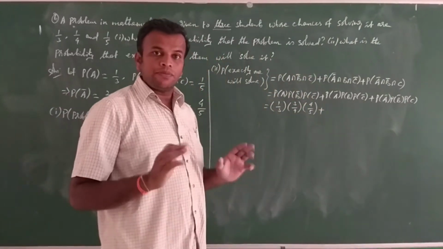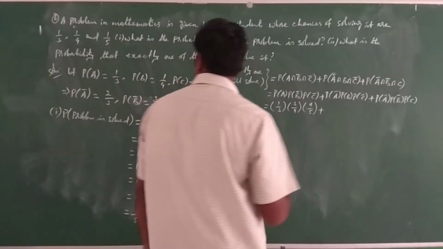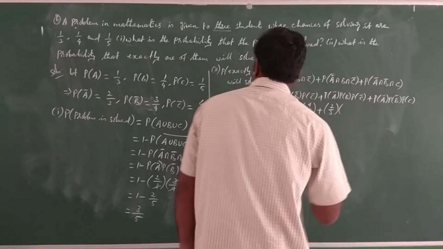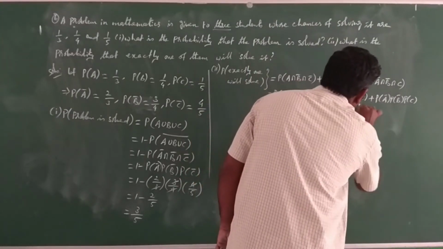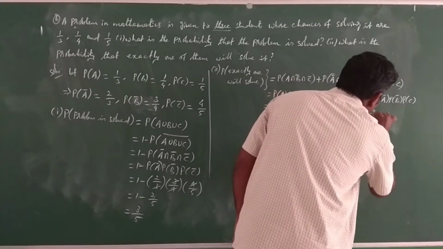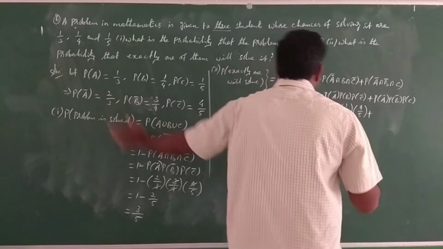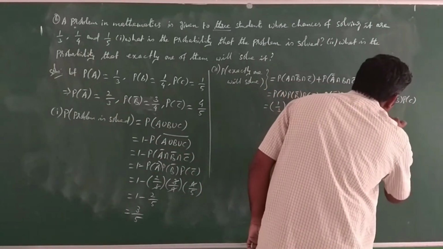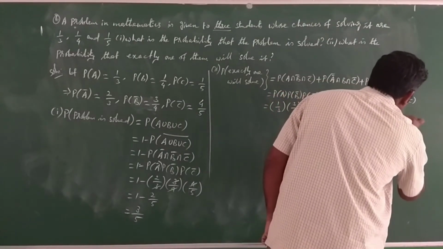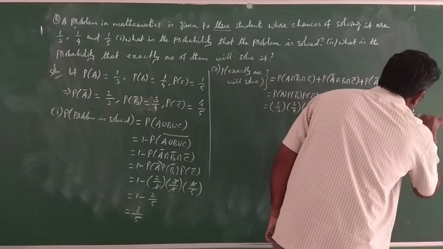Yes, so all these are important. Carefully we write the value. Again, P of A bar is 2 by 3, P of B is 1 by 4, P of C bar is 4 by 5, plus P of A bar, the value of P of A bar is 2 by 3, P of B bar is 3 by 4, P of C is 1 by 5.